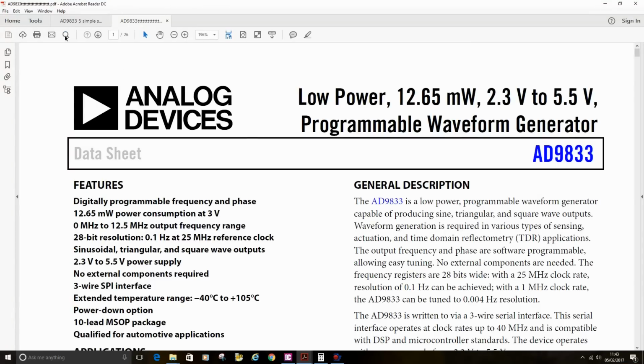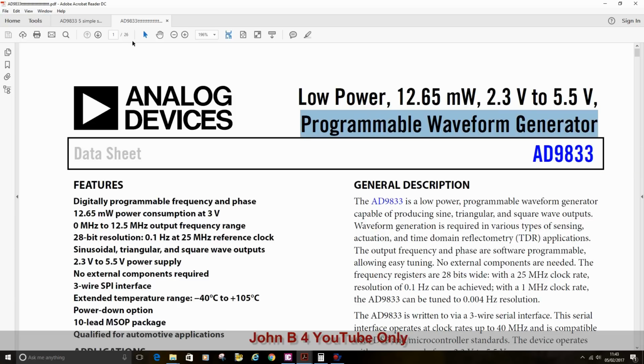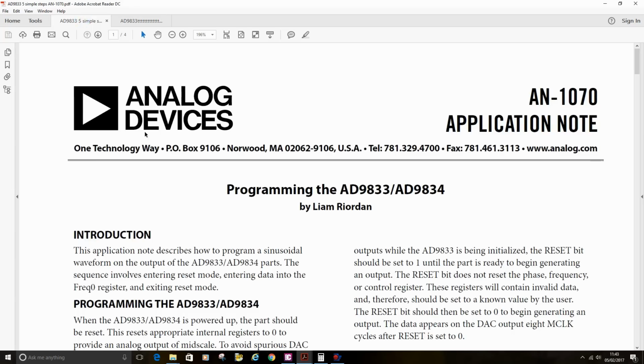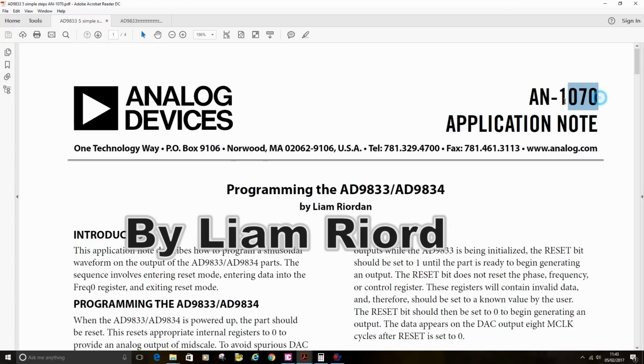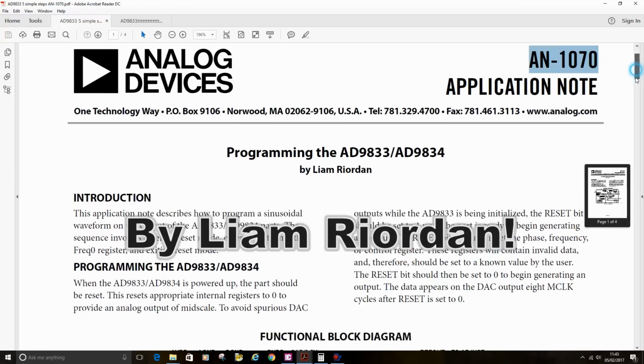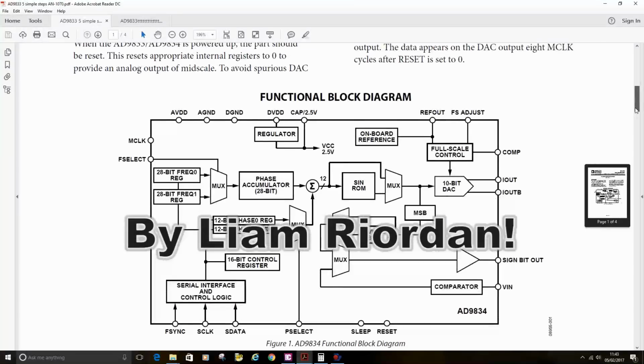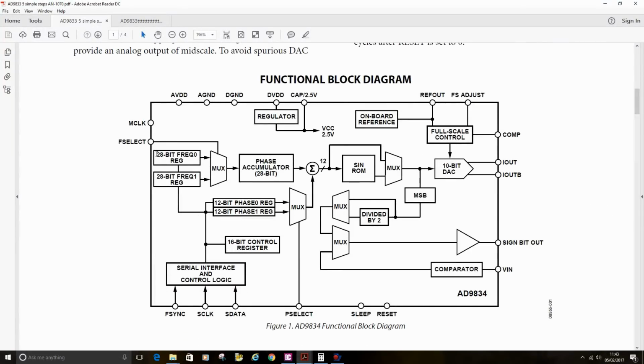Right, so here's the 2 PDF sheets I'm using today. Analog Devices programmable waveform generator, AD9833. That's the 26 page one. There's other variants on the internet. Find the 26 page one, and this application note, AN1070, because down the bottom it's got a simple programming guide. We'll be writing the frequency we want to this 0 register, and it's 28 bits long, so that's where we're getting the 28 from.